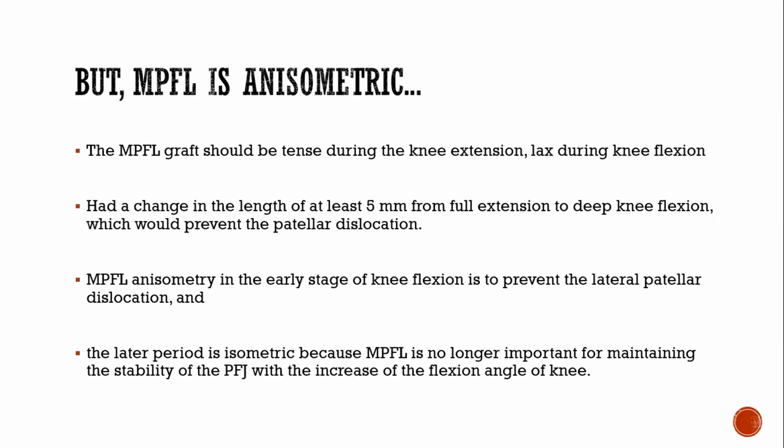And many anatomical studies have been conducted, and it has been noted that a change in length of at least 5 mm will be there from full extension to deep knee flexion, which would prevent knee dislocation. And it has been concluded that MPFL anisometry in the early stage of knee flexion is to prevent lateral patellar dislocation. And after 30 degrees, it is isometric because MPFL is no longer important in maintaining stability, and it is taken over by the lateral femoral condyle.